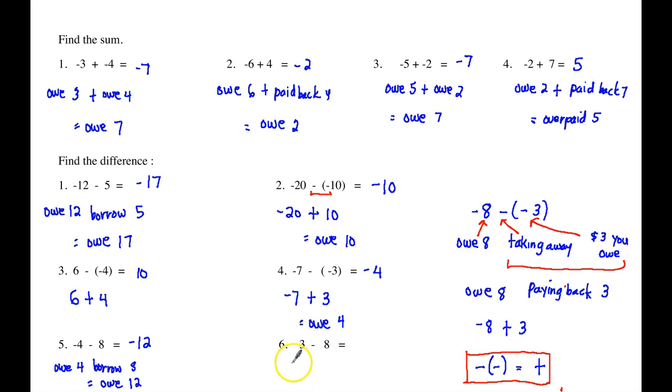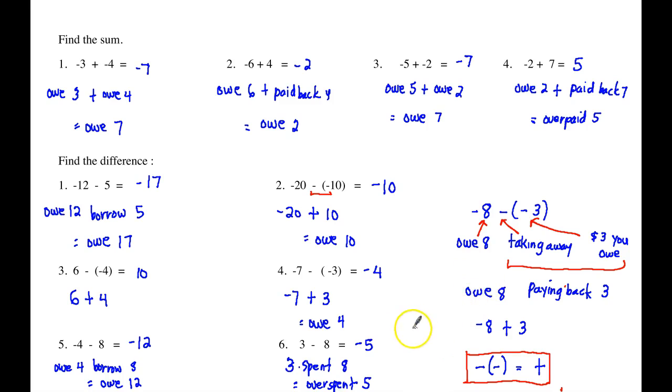The last one. So you have $3. Here, you can think of this minus like you spent $8. So you're starting off with $3, you spent 8, so that means you overspent. Oh, you spent more than what you have. Overspent by how much? You overspent $5. So you overspent $5, meaning you spent more than what you have. Now you owe $5. So this is negative 5.